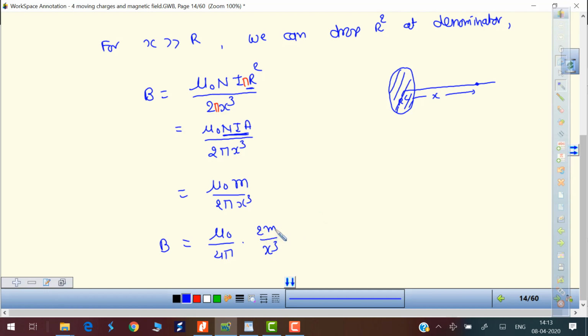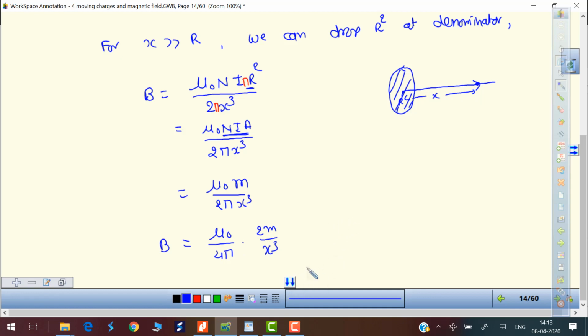Here the direction can be determined using right hand thumb rule, that you know. Even if I revise, you turn your fingers in the direction of the current, then thumb shows the direction of magnetic field.